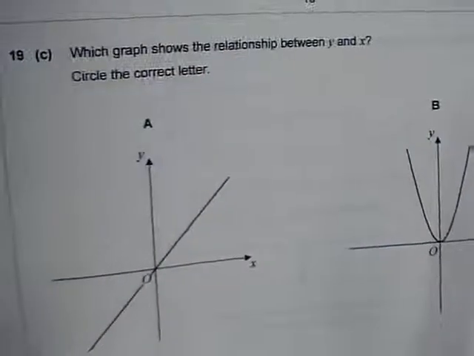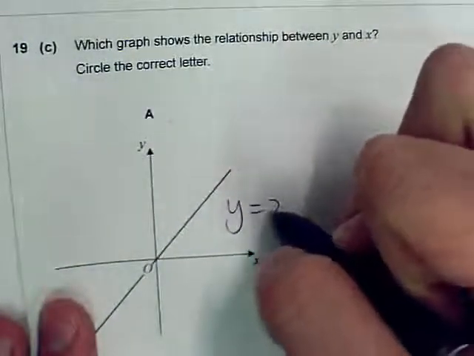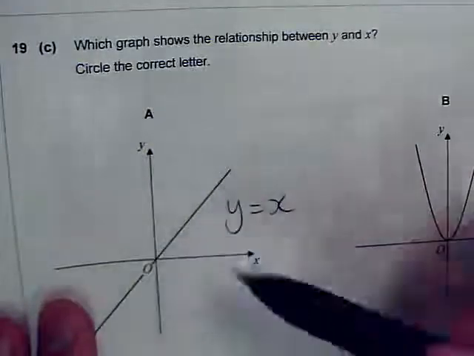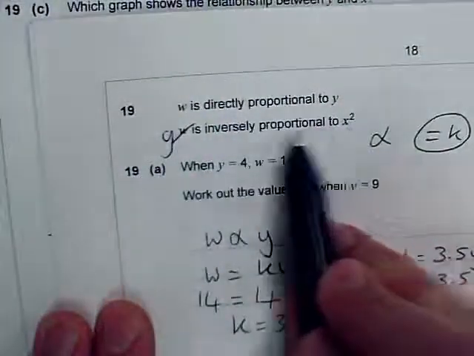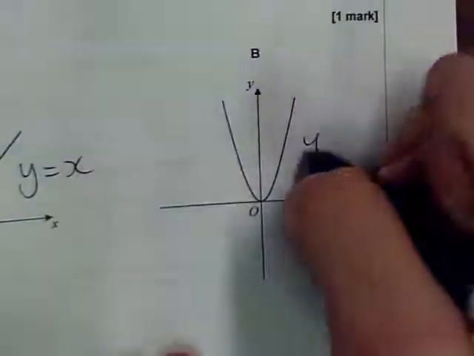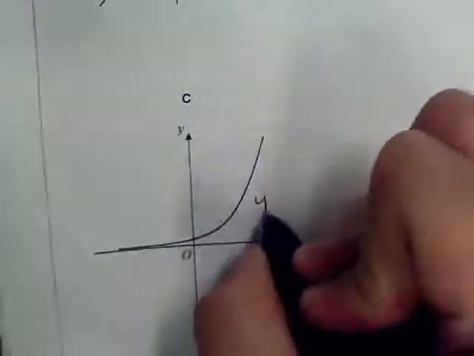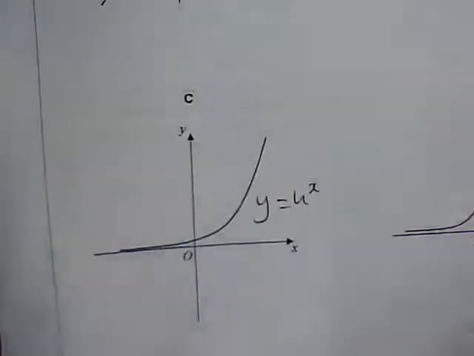So if we then think about our four options, this first one means that y is equal to x. Okay, this is the graph y equals x, and because we know that it's really y that is inversely proportional to x squared, that isn't what we want. The next one is y equals x squared. The next one we should recognise is y equals k to the power of x. So again, not what we want.